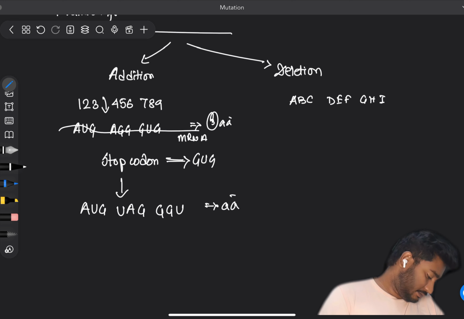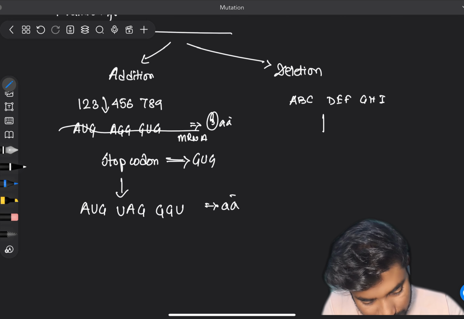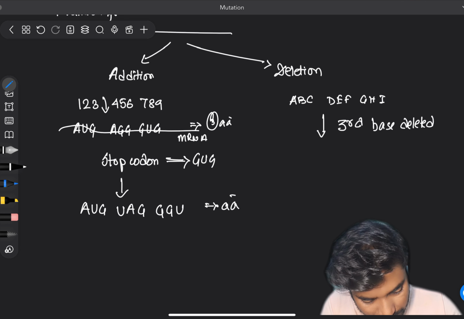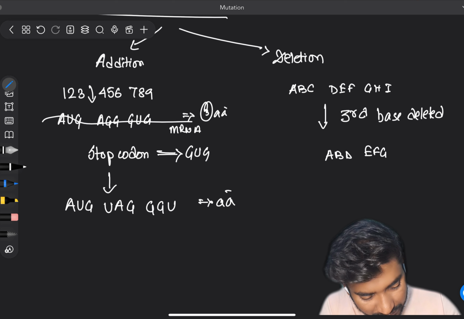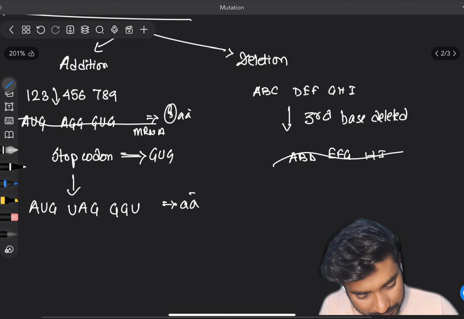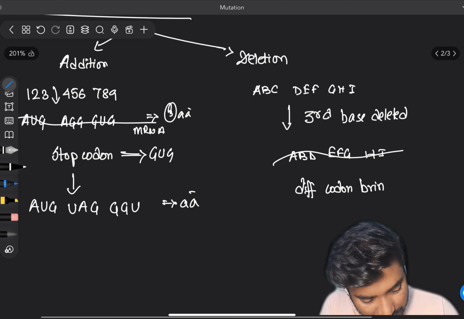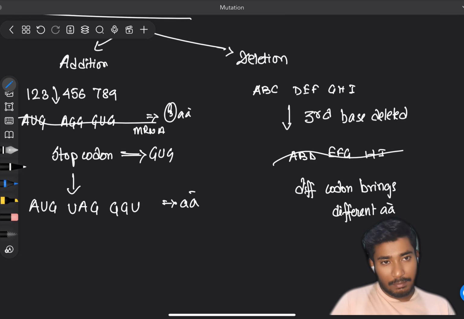Now in this case, the third base is deleted. It creates A, B, D, E, F, G, H, I. In this case, different codons bring different amino acids.